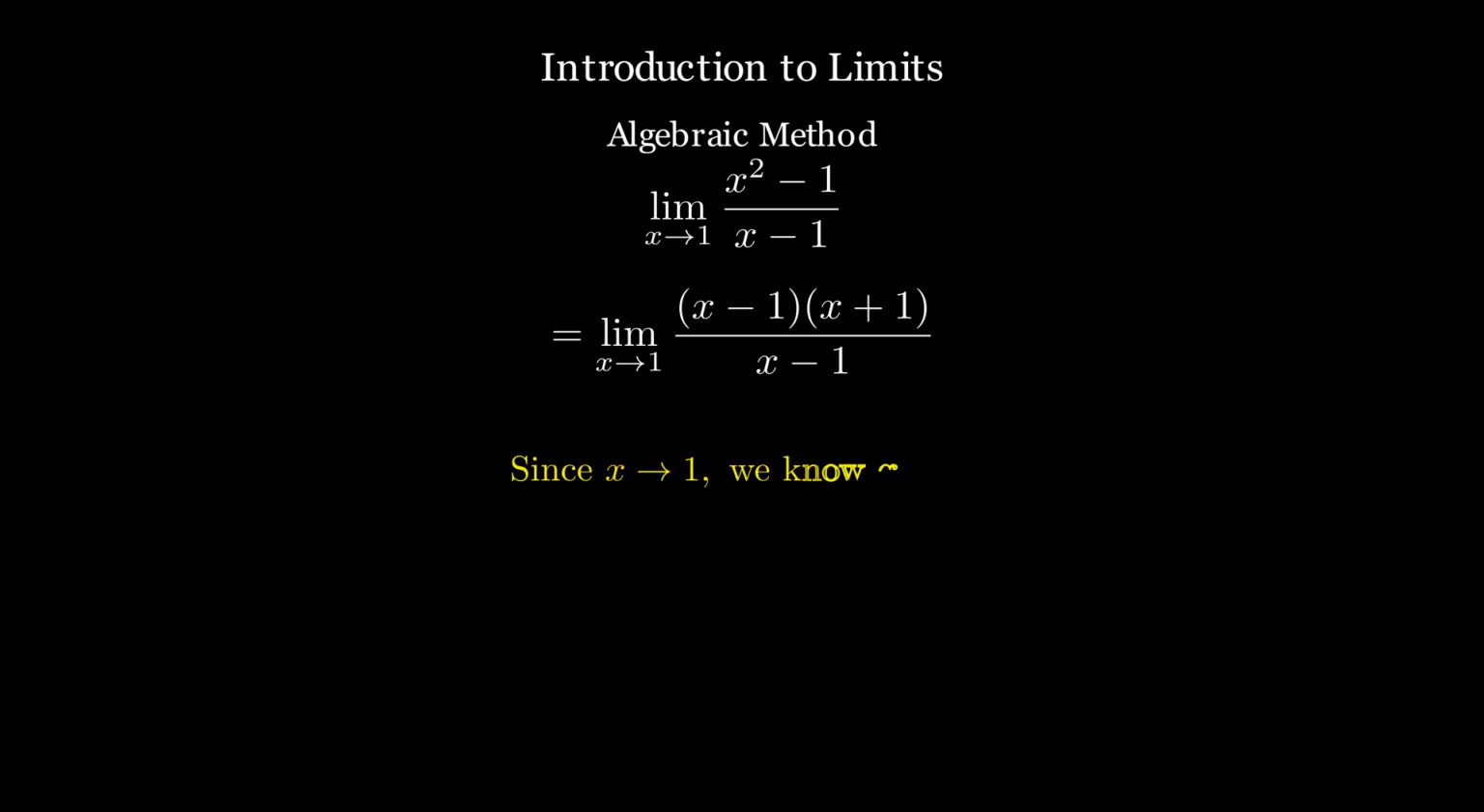Here is the key idea. In a limit, x gets very close to 1, but it is never actually equal to 1. Because x is not 1, the term x minus 1 is not 0. This means we are allowed to divide the top and bottom by it. After canceling, we are left with a much simpler limit expression.